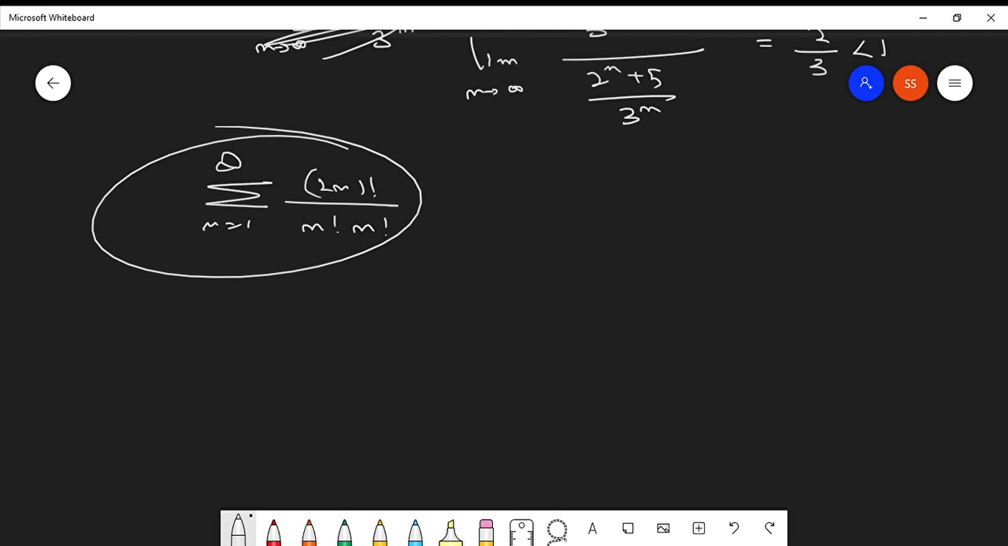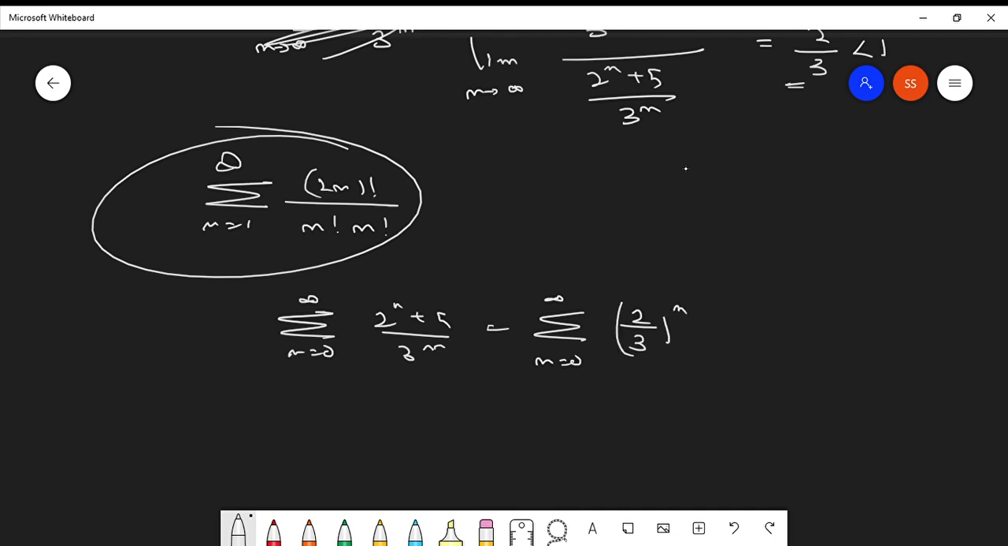Clear? One more thing, do not get confused between the limit of a_(n+1) over a_n and the sum of the series. For example, here we had the limit as 2 by 3, but this is not the sum of the series. If you want to find the sum of the series, n equals 0 to infinity of (2 to the power n plus 5) by 3 to the power n, this is equal to the sum from n equals 0 to infinity of (2 by 3) to the power n plus the summation n equals 0 to infinity of 5 over 3 to the power n.